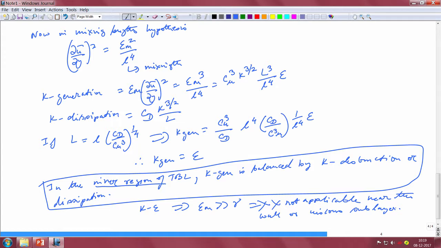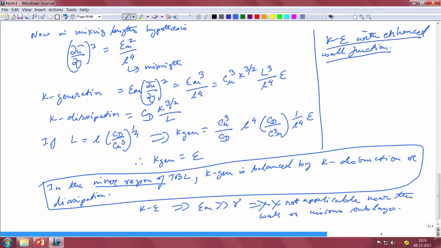So what do people do? They use K epsilon with, you will hear this kind of models with enhanced wall function, because you cannot predict the viscous sublayer with the K epsilon model. So you will use K epsilon with enhanced wall function, and similar stuff like this. That would be the way that people approach most of the problems: if you want to use the K epsilon model, you use it with enhanced wall function.